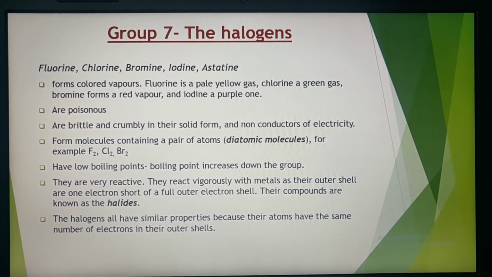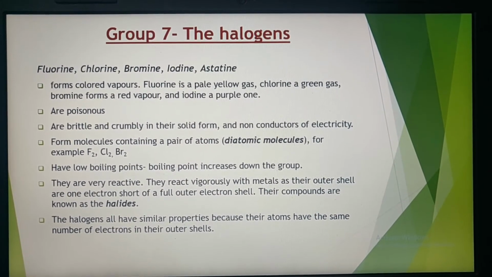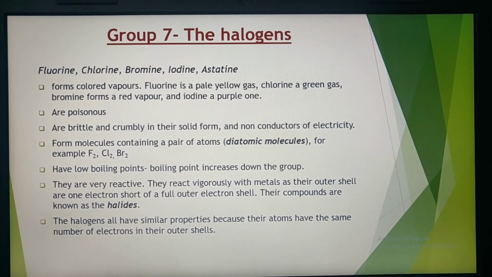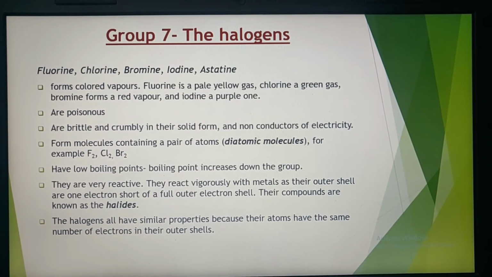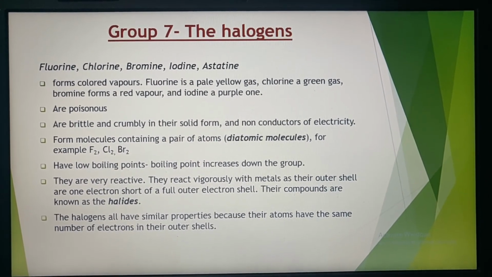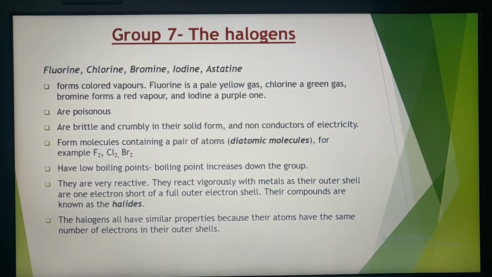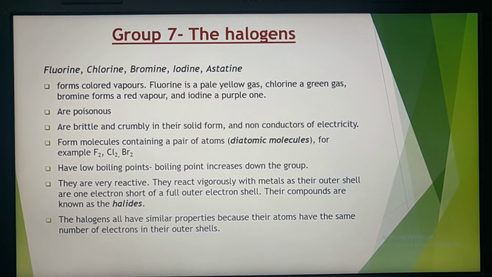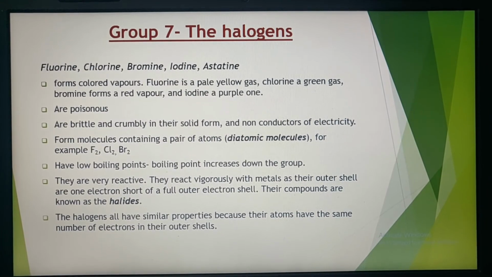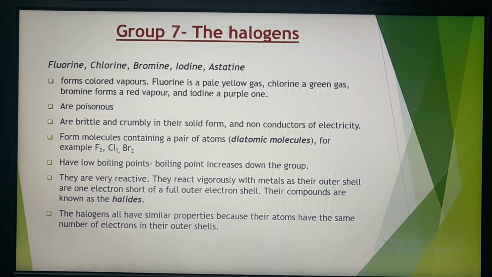That is for actually all non-metals, non-conductors. Brittle and crumbly means can be broken very easily in solid form. Forms molecules containing a pair of atoms, diatomic molecules. So they exist as 2. Unlike group 0, they exist as 1. Group 7 exists as 2. That means diatomic, for example F2, Cl2, Br2, like that. Have low boiling points. Boiling point increases down the group. So similarly to group 0, as we go down, boiling points keep on increasing.